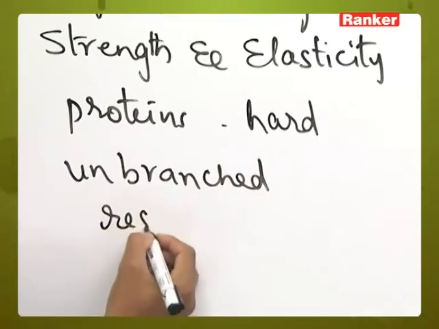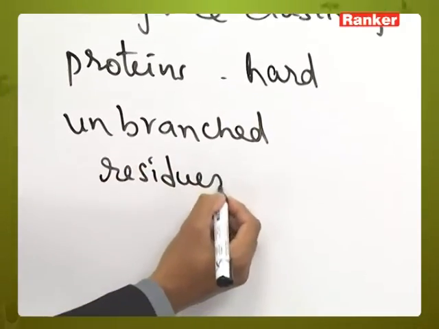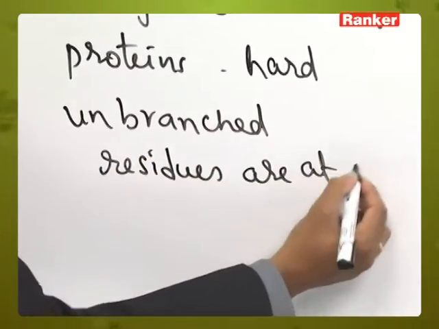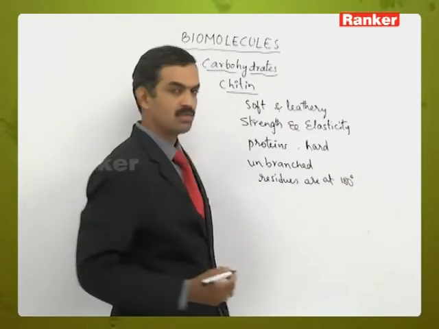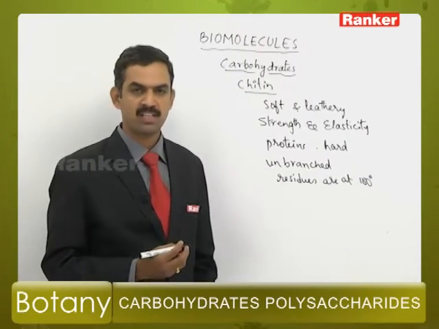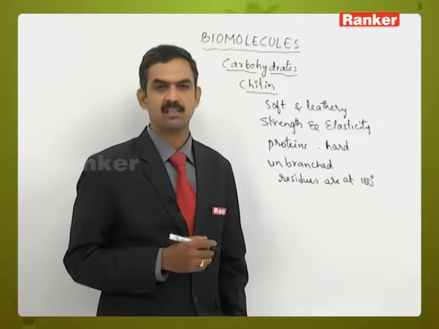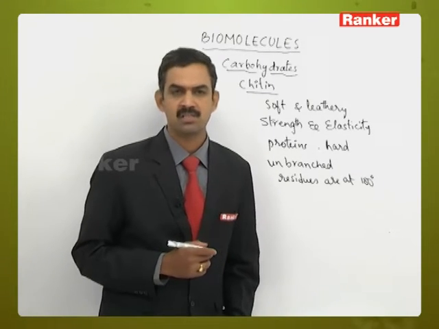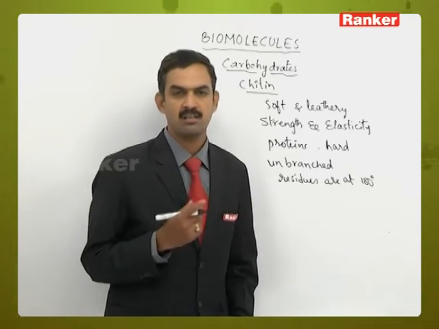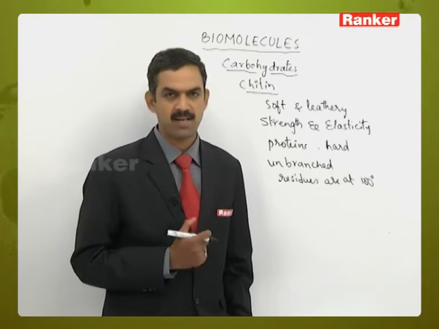Here the glucose residues are present. These residues are at an angle of 180 degrees. So this type of nature will be there with 1,4 linkages, and let's see this in the form of a diagrammatic representation of the residues of glucose derivatives, that is N-acetyl glucosamine molecules.